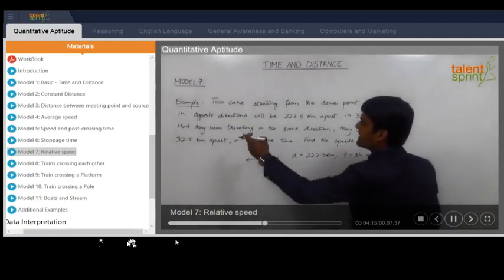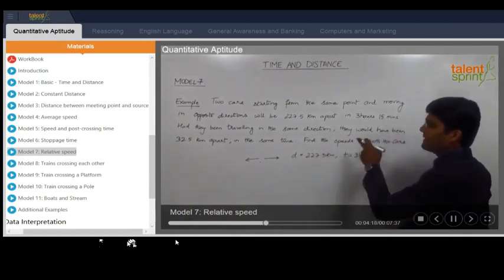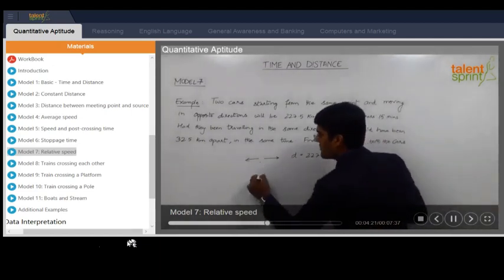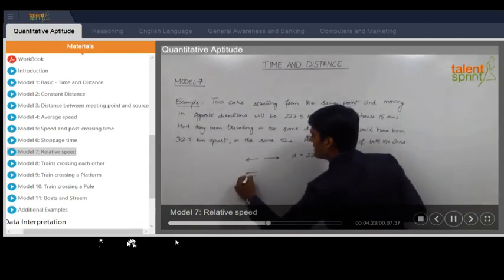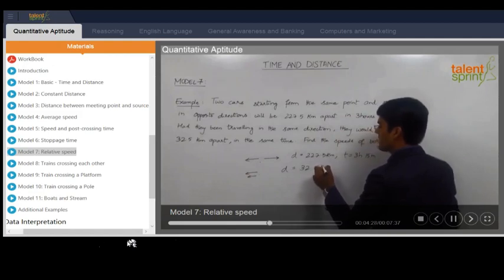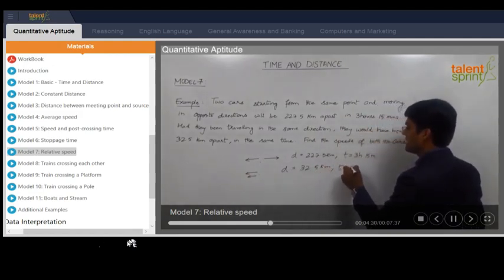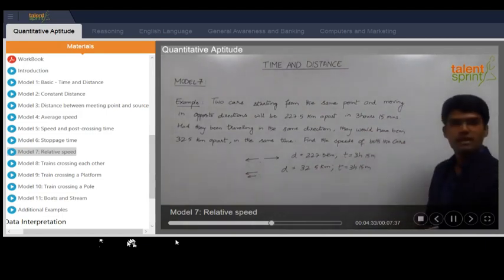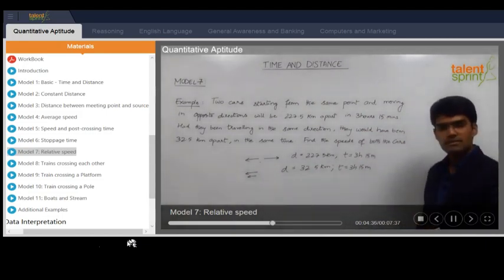But when they travel in the same direction, they would have been 32.5 kilometers apart in the same time. So from the same point, if they travel in the same direction, they would have been only 32.5 kilometers apart in the same time, that is 3 hours and 15 minutes. So from this data, we are supposed to find out the speed of both the cars.